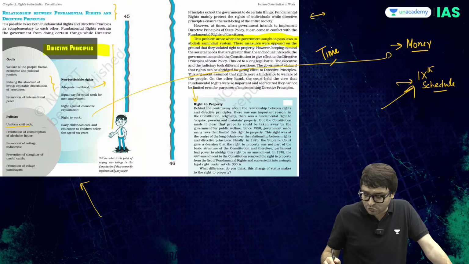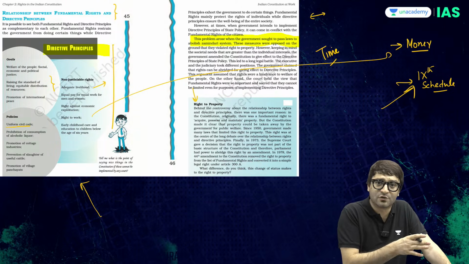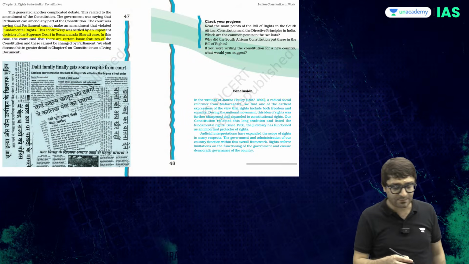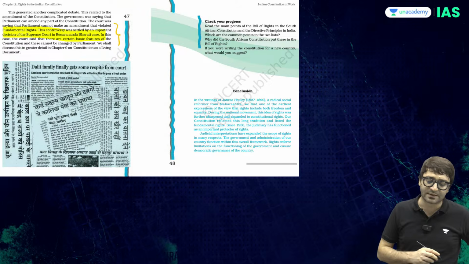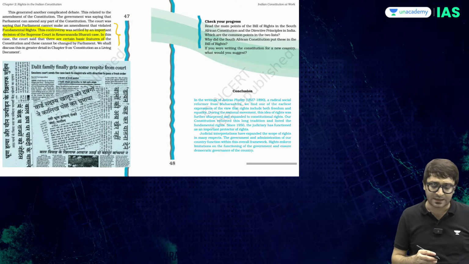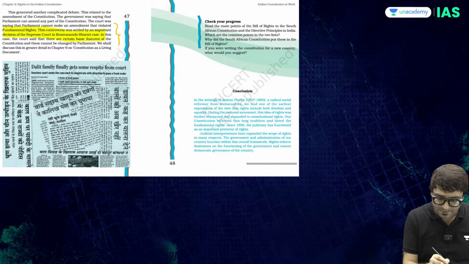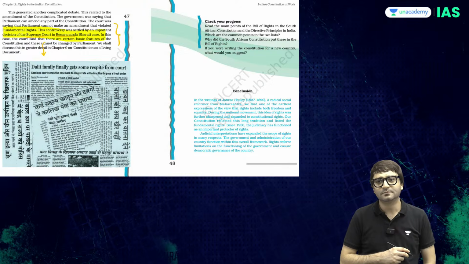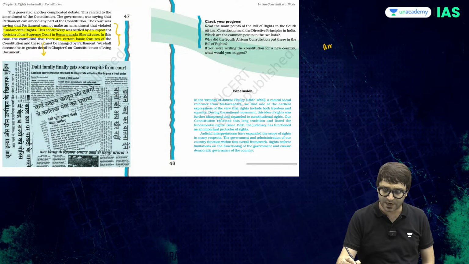It was through this route of the 9th schedule that zamindari was abolished. Land reforms were implemented in India. But at the same time, in a landmark case in 1973, the Supreme Court held that there are certain basic features of the Constitution, and those basic features cannot be amended.